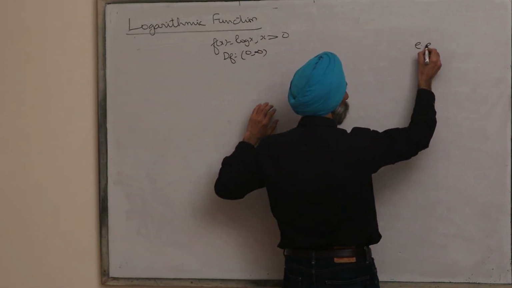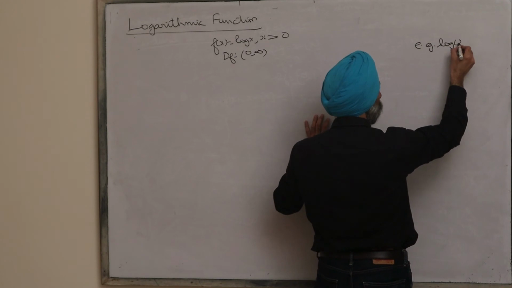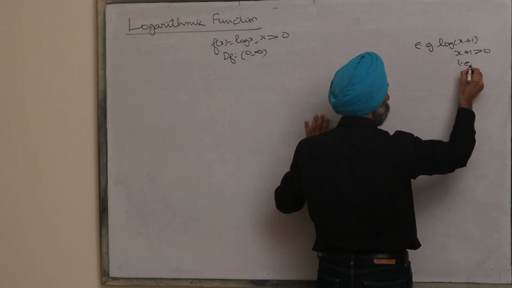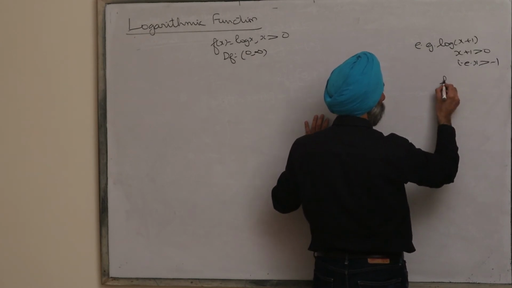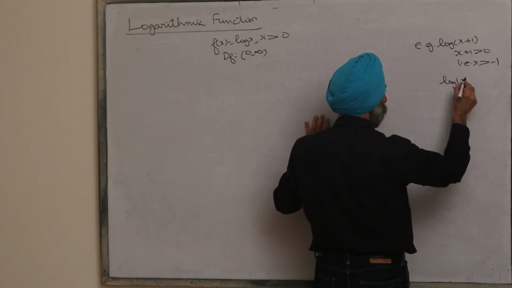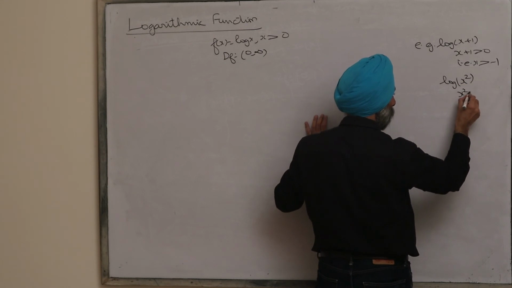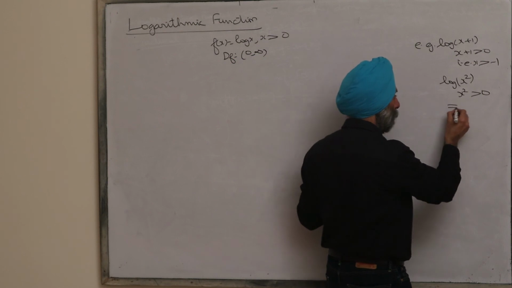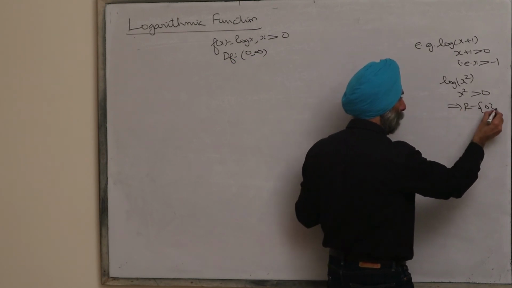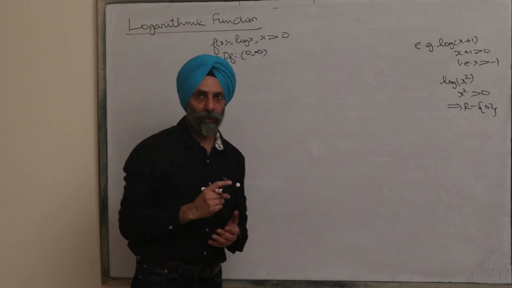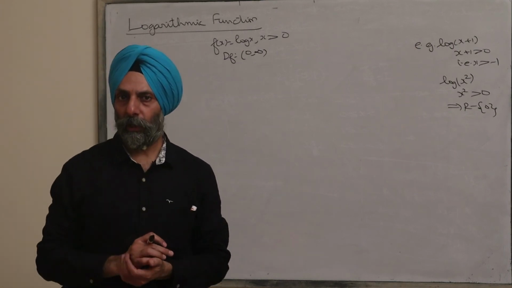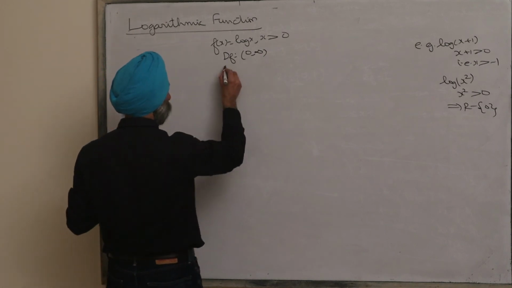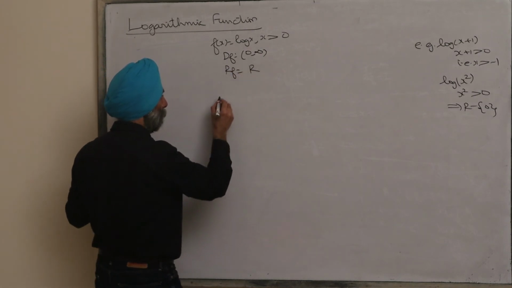Just for example, if I want to find the domain of log of x plus 1, x plus 1 should be greater than 0. That is, x is greater than minus 1. Let's say I want to find the domain of log of x square. I will say that x square is greater than 0, which implies that it is whole of the real line except 0. This way you find the domain of the questions involving log. Now, range of this function is whole of the real line.